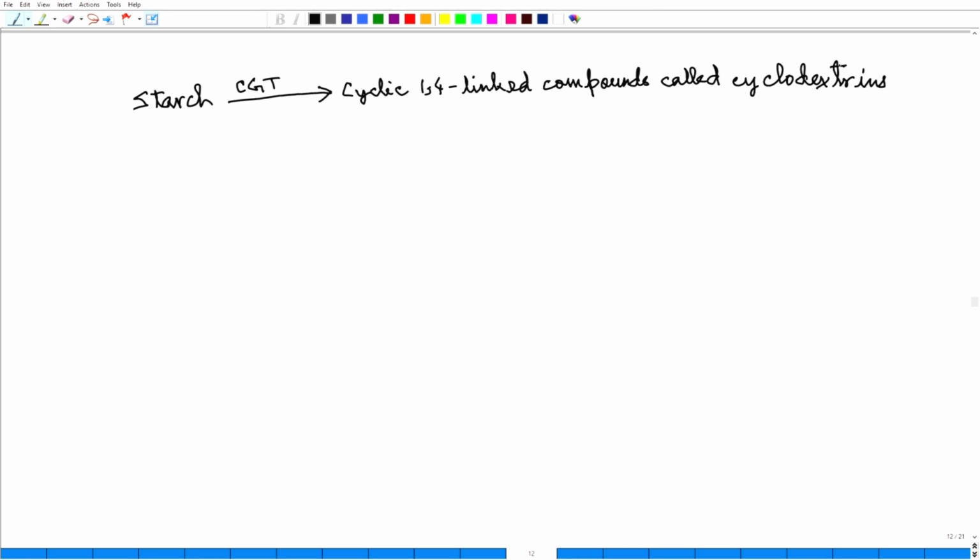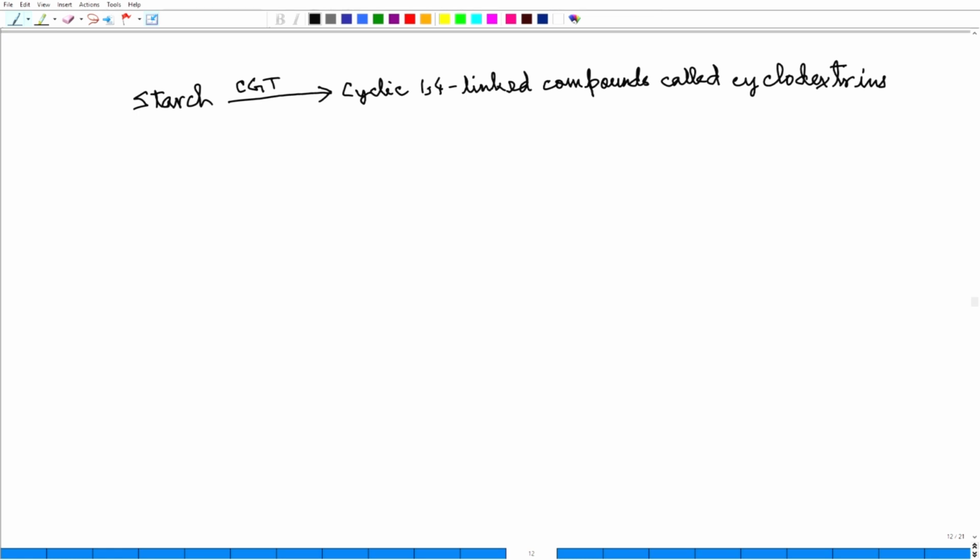Okay. So, we take starch and degrade it with the glycosyltransferase enzyme. It does not require water. It gives cyclic 1,4-linked compounds called cyclodextrins. These are the primary products. Some linear molecules are also formed.